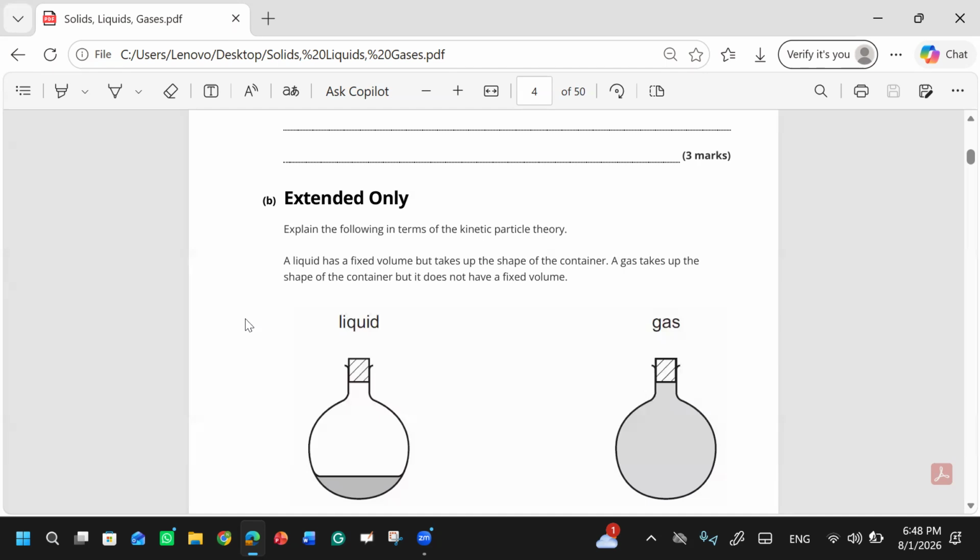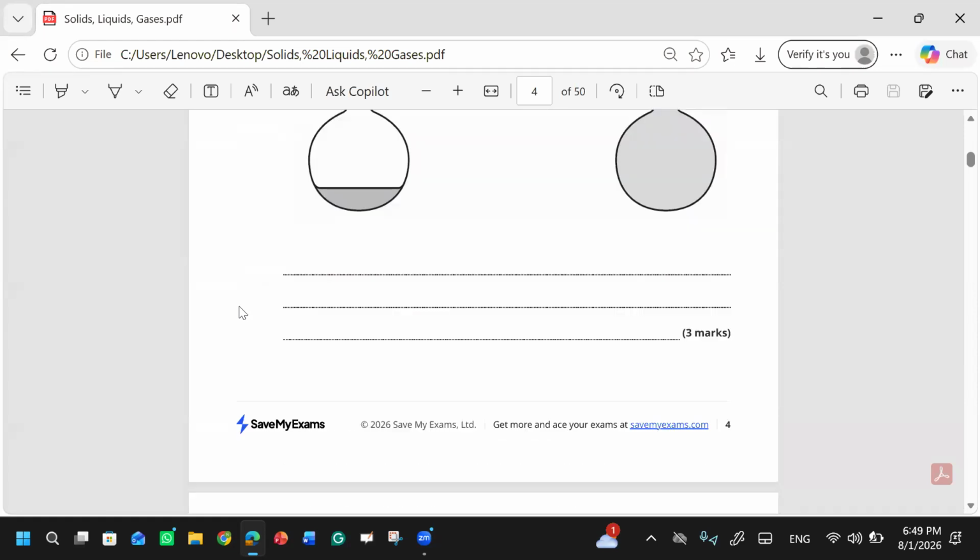Yes, that's for liquid. And for gas, the forces between particles are weak, which allows them to move randomly in all directions, so they can fill the volume of the container. Yes, exactly. Gases have no fixed volume. That's why they move randomly in the container and take the shape of the container.